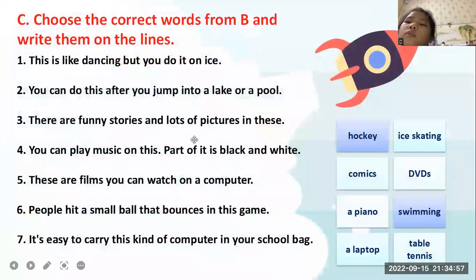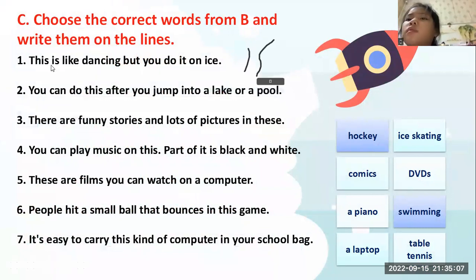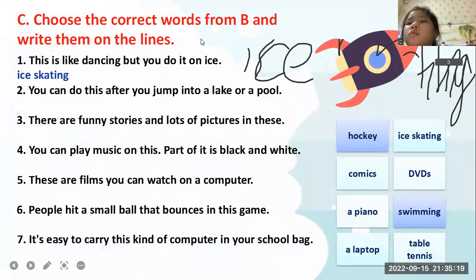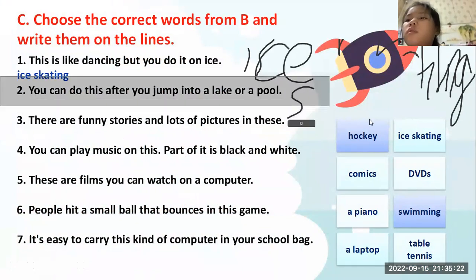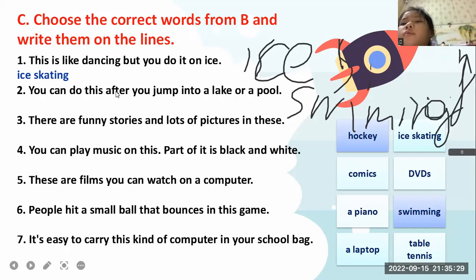So now, I want you to choose the correct words from B and write them on the lines, okay? You can write your answer here on the space provided. Number one, this is like dancing, but you do it on ice. That is ice skating. Very good. How about number two? You can do this after you jump into a lake or a pool. It's swimming. Great job.